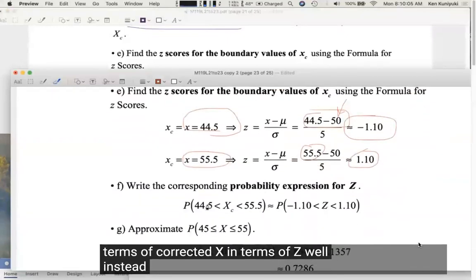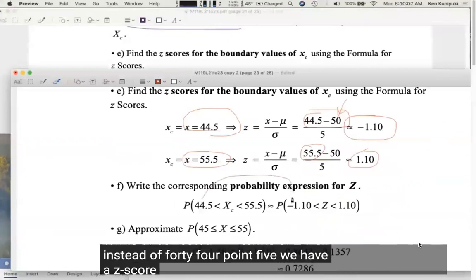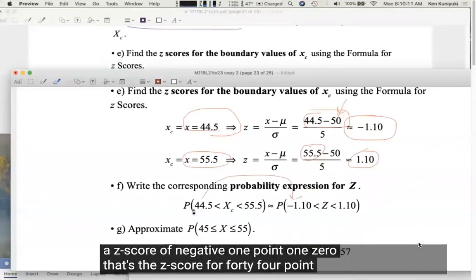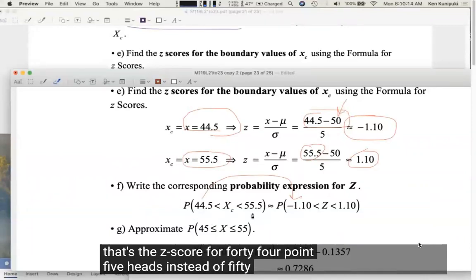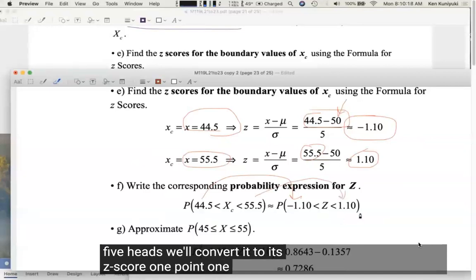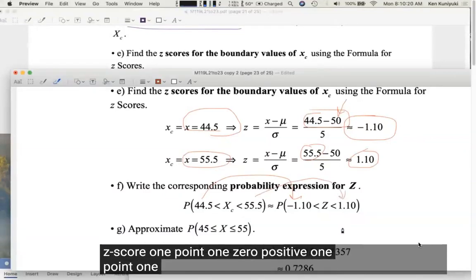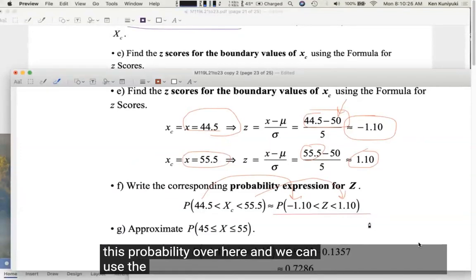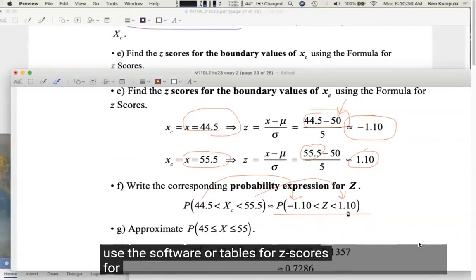Well, instead of 44.5, we have a Z-score of negative 1.10. That's the Z-score for 44.5 heads. Instead of 55.5 heads, we'll convert it to its Z-score, positive 1.10. So now we're focused on this probability over here. And we can use the software or tables for Z-scores, for a standard normal.